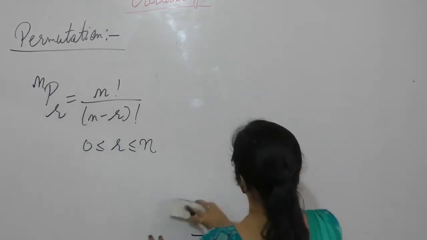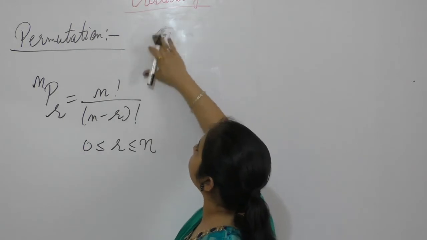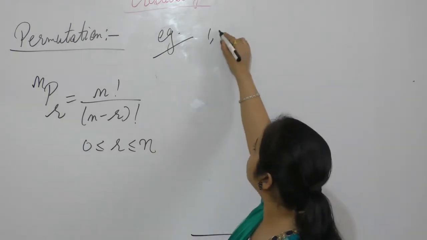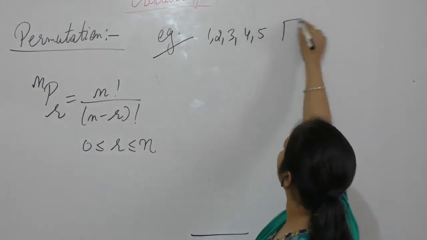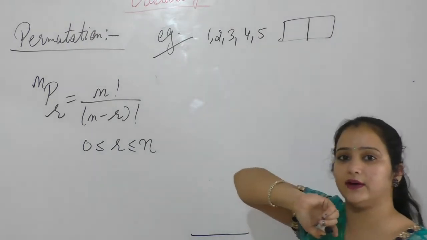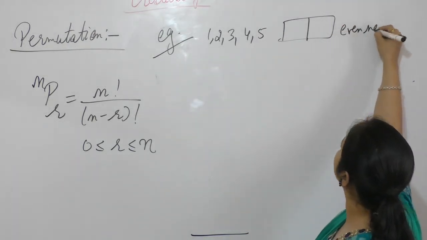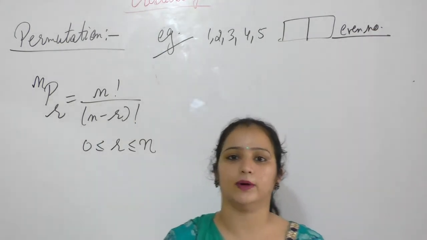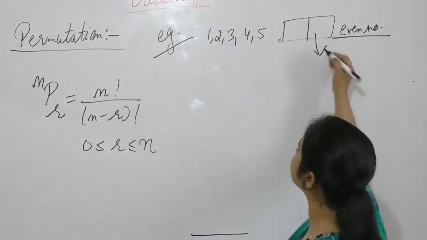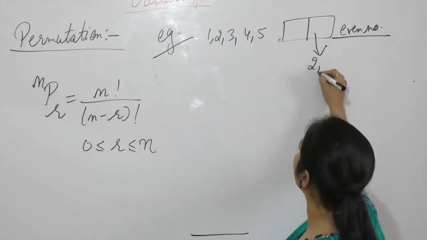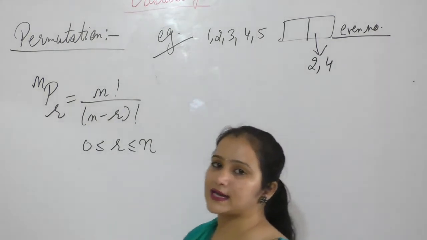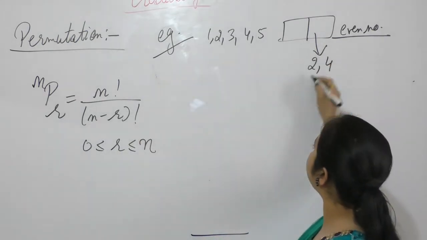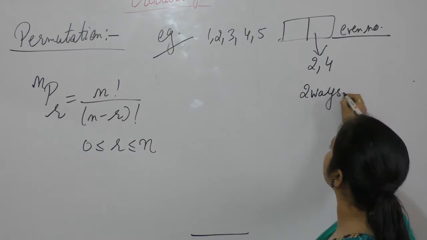Now the other is the case when repetition is allowed. When repetition is allowed, let us take an example. Suppose we have 5 digits, 1, 2, 3, 4, 5, and you want to make a 2-digit even number. 2 digit का आपको even number बनाना है and repetition is allowed. If you want to make an even number of 2 digits, then at unit place there are only 2 options, either 2 or 4. Even number है तो last में या तो 2 होगा या 4 होगा out of these 5 digits. So unit place we can fill in 2 different ways.